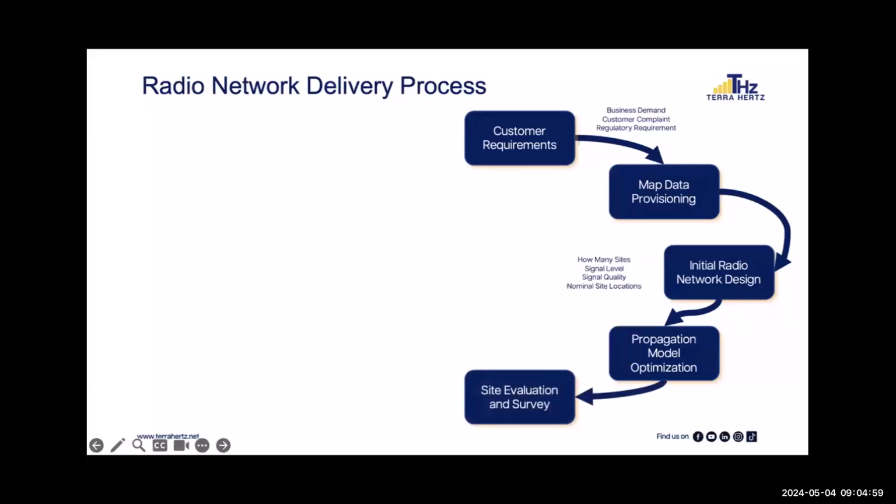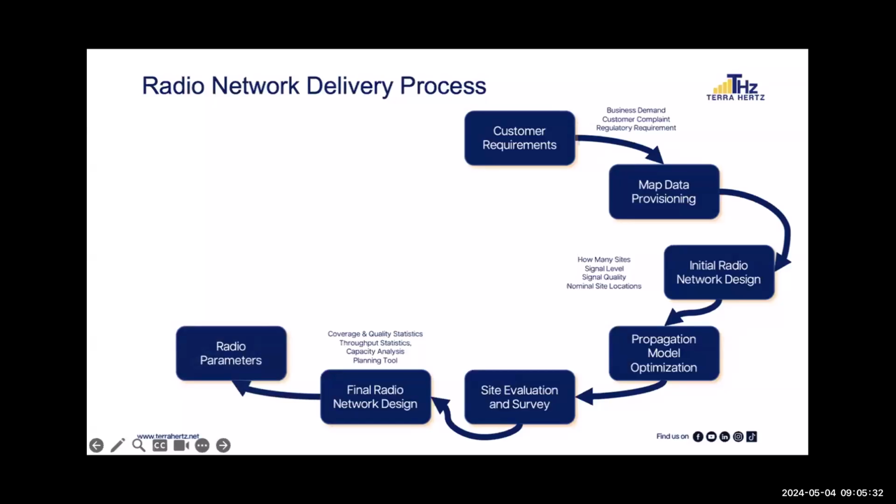And then, of course, site evaluation and survey, where you go on site to check if the location of the tower is feasible and can serve the target coverage area that you want to serve. Then you will have a final radio network design where you finalize the antenna height, complete tower height, azimuth, and how many radios, baseband units, CUs, or DUs you need. After that, you will design the radio parameters.